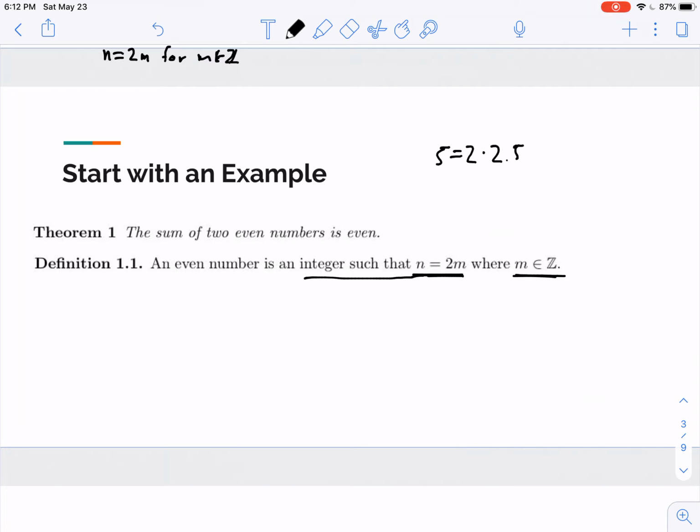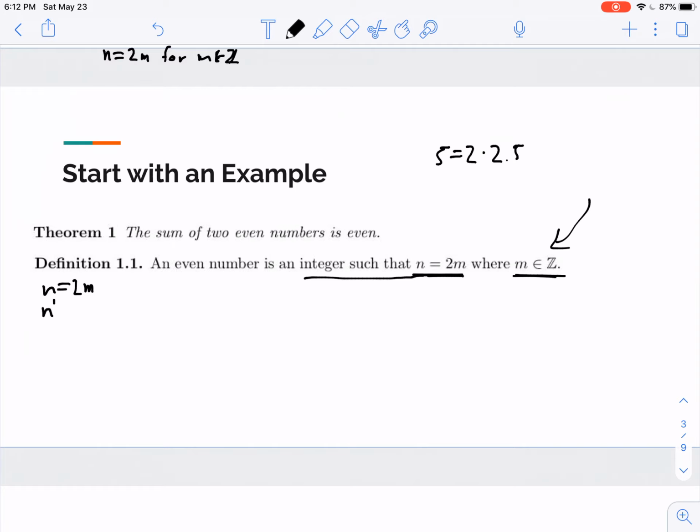Now our definition is sufficient and captures the intuition that we want it to capture. We still have to do our proof. So we want to show that the sum of two even numbers is even. So let's say we have our first even number n, and then we have our second even number n prime. And by the definition, since they're even, we know we can write n as equal to 2 times m, where m is an integer, right? That's exactly what our definition says.